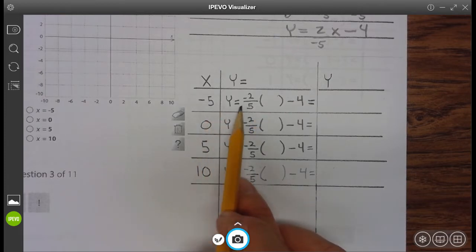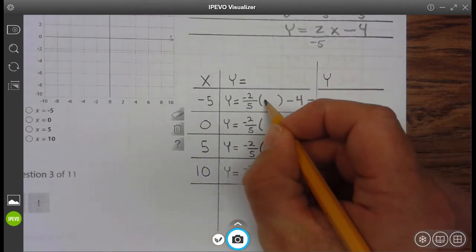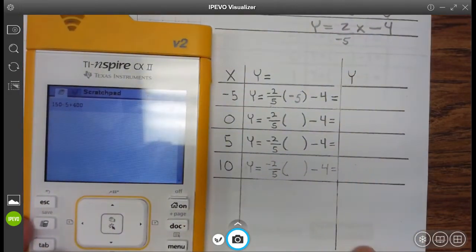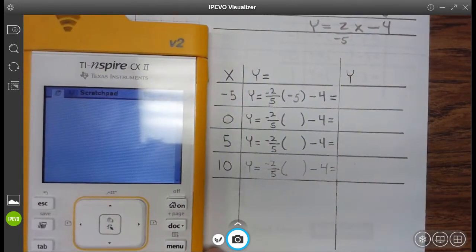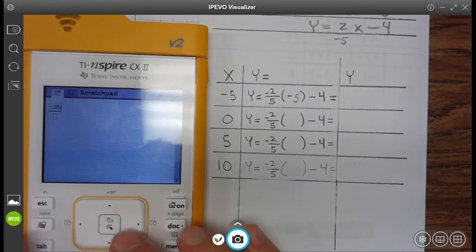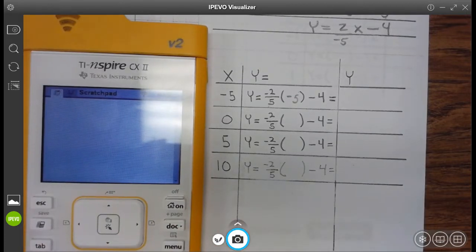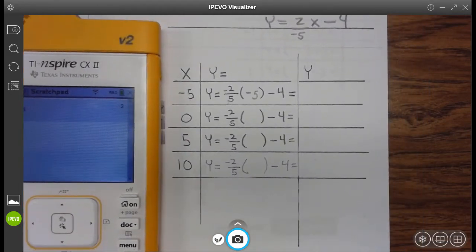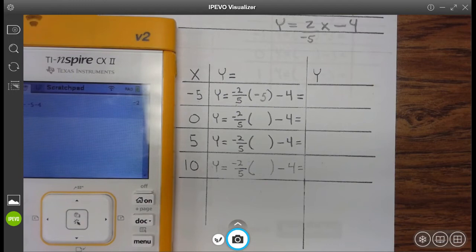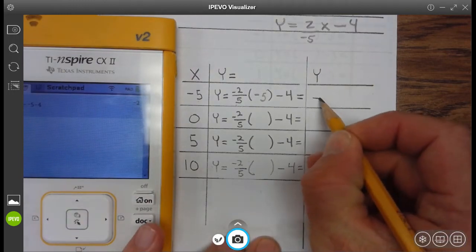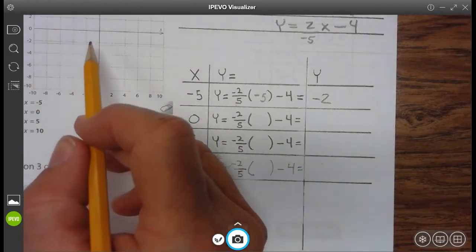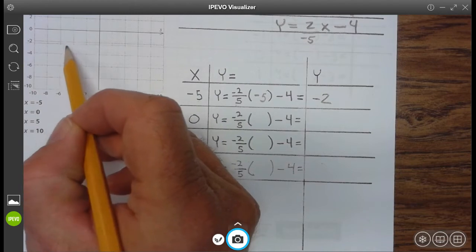So we have y equals negative 2/5 times negative 5 minus 4. So we can use our calculator. So we have control divide negative 2 divided by 5, parentheses, negative 5 minus 4, which is negative 2. Okay, so our point is negative 5, negative 2.